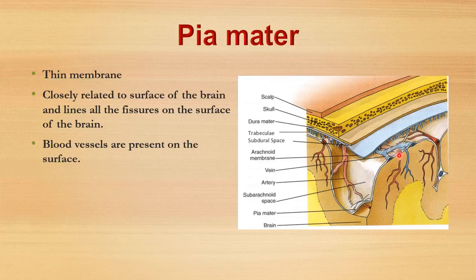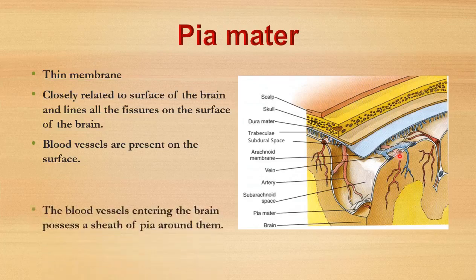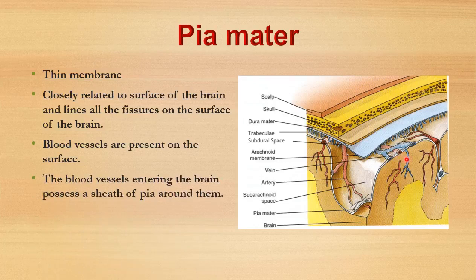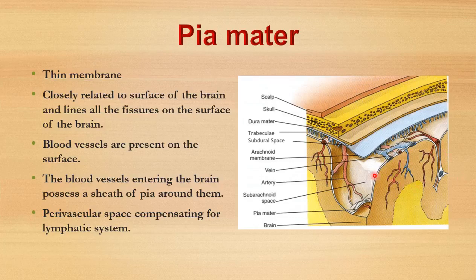So there is a covering of Pia Mater around these blood vessels, and that forms the perivascular space. So the sheath of Pia Mater around the blood vessels is actually called the perivascular space, compensating for the lymphatic system. Now again, this Pia Mater is 2 to 3 layers in thickness, and they are held together by gap junctions, and that prevents the CSF from communicating with the blood vessels which are present deeper to the Pia Mater.